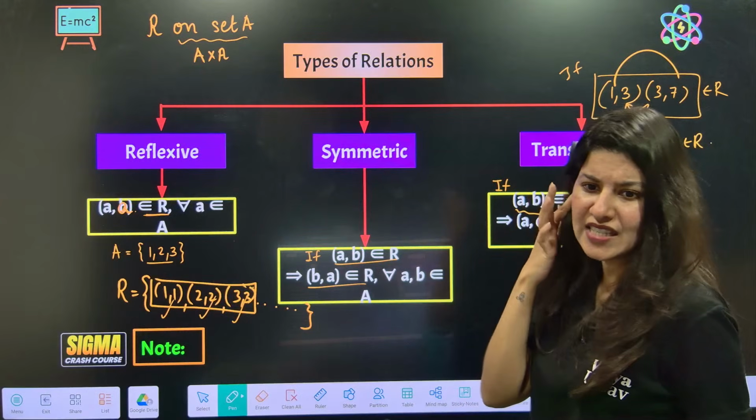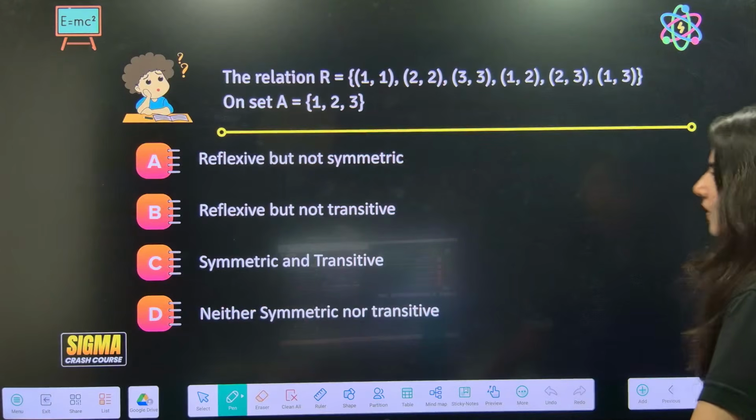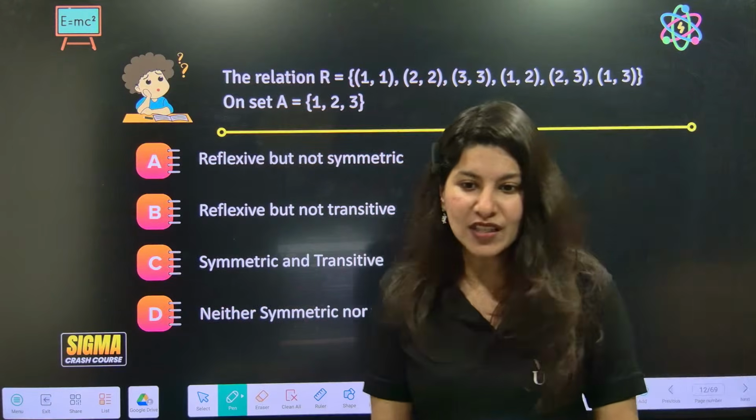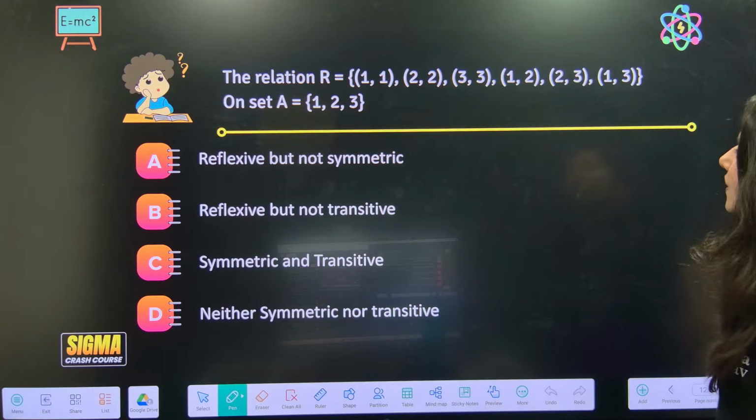If a null set is there, then it can be reflexive. Yes. But okay, so let's solve a couple of problems, everyone. Ready?